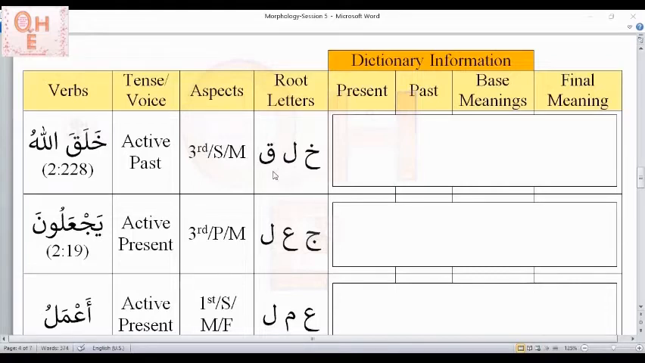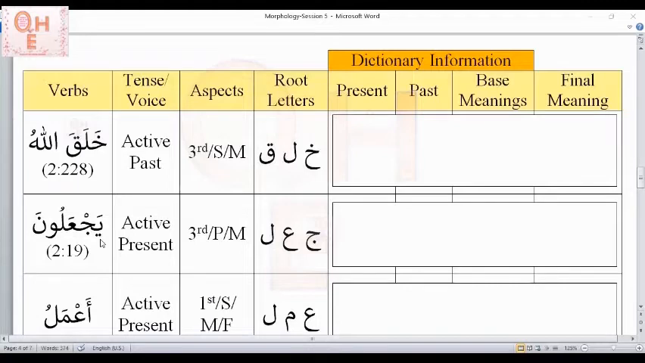When we go to the dictionary, we will plug in these root letters. Let's go to the second word, inshallah. Yaj'aluna. So the moment I see una at the end and a ya at the beginning, that tells me this is present tense. Now, how about the voice? Ya has a fatha, so that tells me this is active present tense.